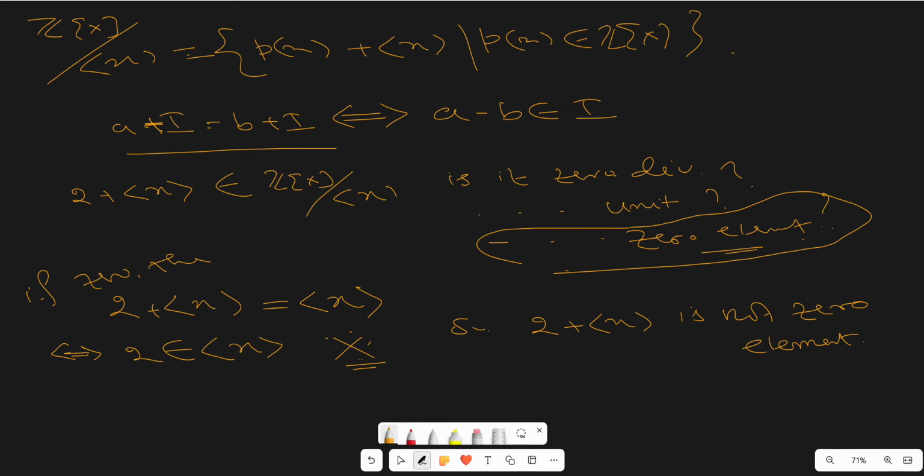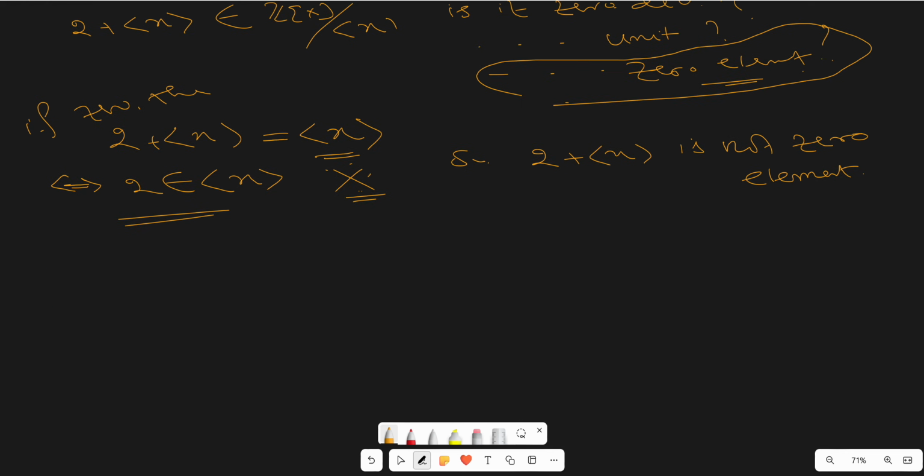So how will the zero element look here? The zero element is of this form, because I am using the quotient fact: A plus I equals B plus I if and only if A minus B is inside I. So that's it, right? So is it a unit? If I can show it is a unit, I automatically get whether it is a zero divisor or not, because if it is a unit, it cannot be a zero divisor. We have proved this, I think you can recall. Okay, is it a unit?